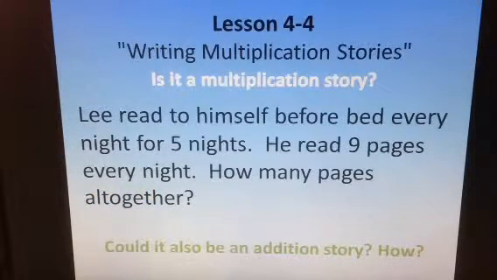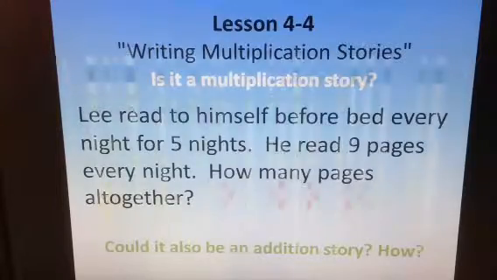Could it be an addition story? Yes, it could be. You could say 9 plus 9 plus 9 plus 9 plus 9. In other words, you could add 9 5 times. That's the same as 5 times 9.